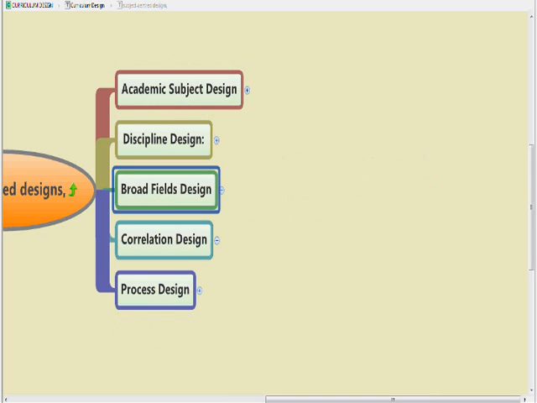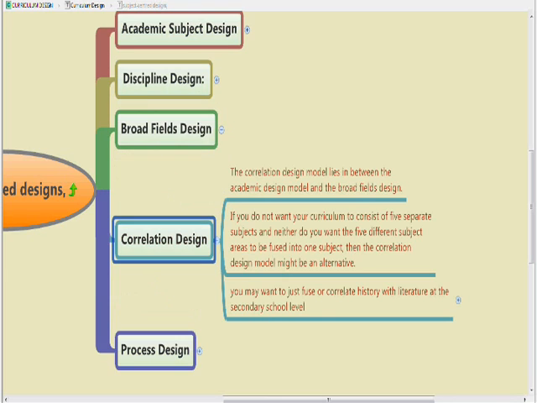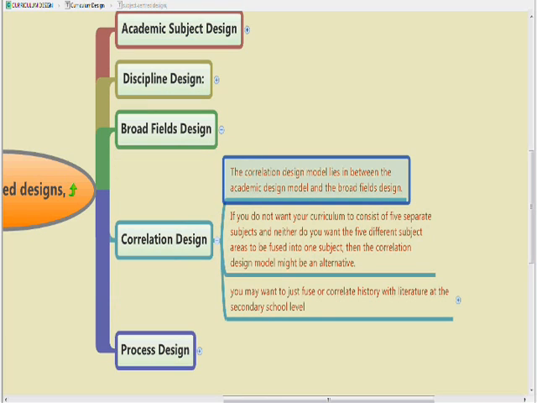Now let's talk about the correlation design. Let me drill down. The correlation design model lies between academic design and the broad field. So it's somewhere between, right? It brings together the academic design, which is very traditional, and then the broad field design of integrating things.